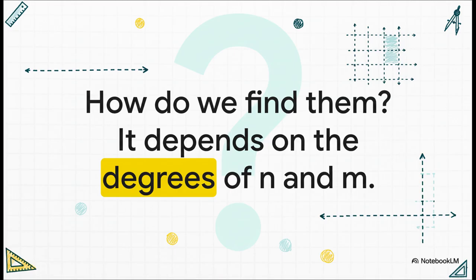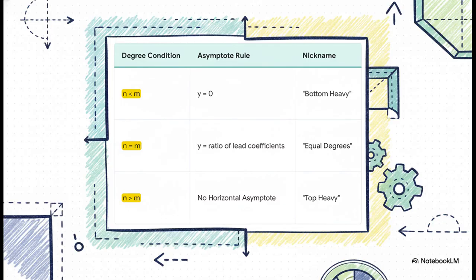We'll call the degree of the numerator n and the degree of the denominator m. That's it. And comparing n and m gives us 3 simple rules. It's that easy. Rule 1. If the denominator's degree is bigger, we call this bottom heavy. The asymptote is always y equals 0, the x-axis itself.